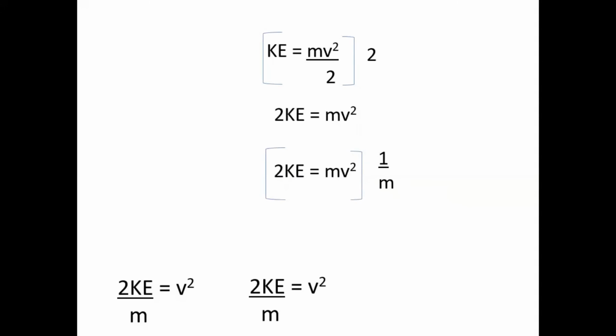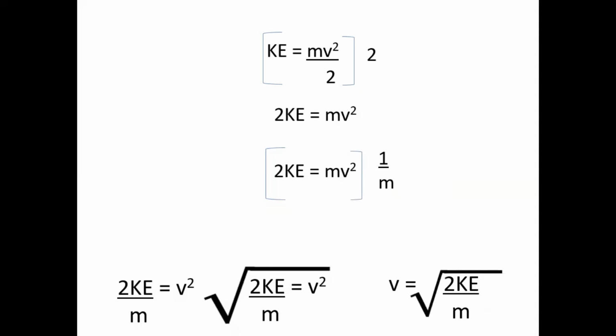To have a working equation, we need to get the square root of the equation. So the square root of 2KE over m is equal to the square root of v squared. The square root of v squared will become v. And v will be equivalent to the square root of 2KE over m.